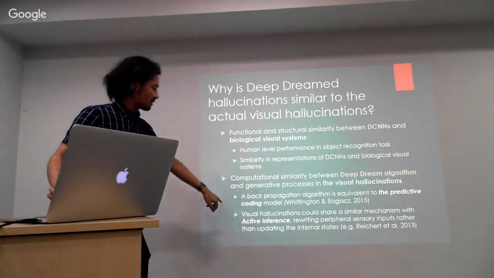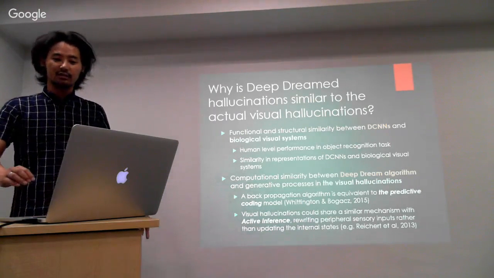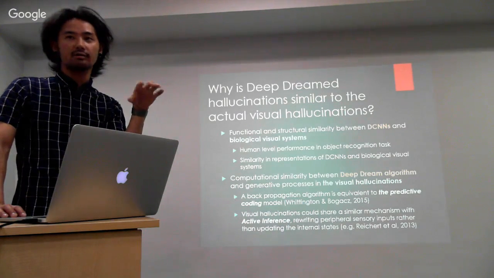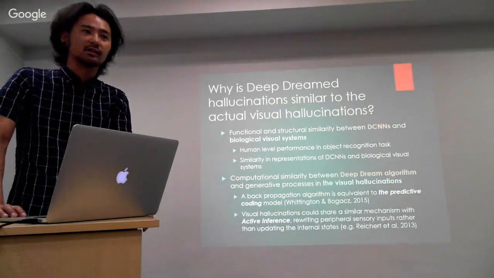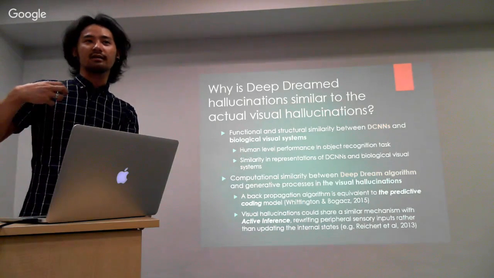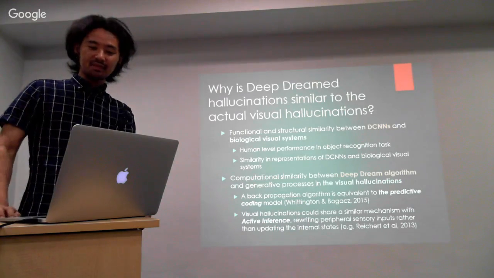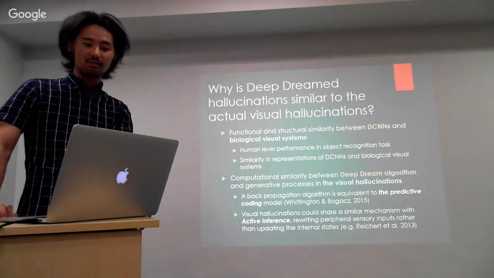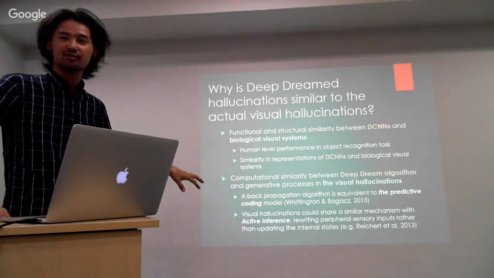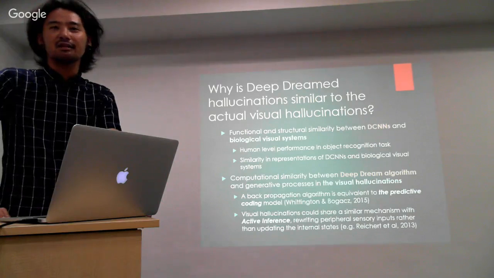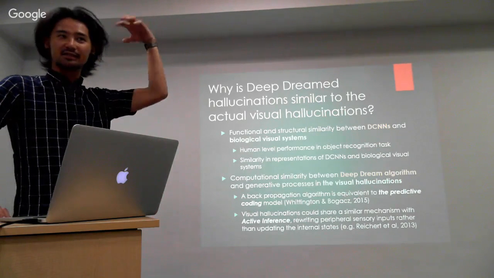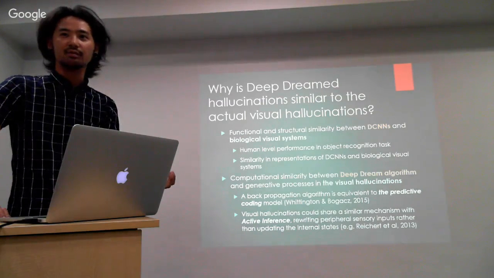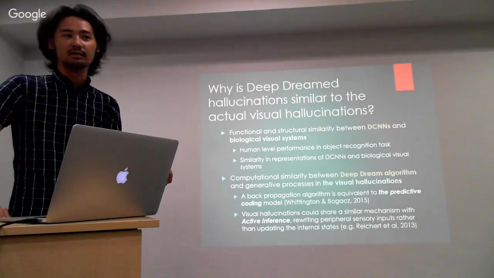And maybe the thing I like is that visual hallucination could be somehow similar in mechanism to active inference. Active inference is a term from the free energy principle, and it basically means actively making inferences to change your sensory input. And visual hallucination is maybe one extreme case of active inference, not just changing your internal state, but actually changing the peripheral sensory input to minimize the prediction error.